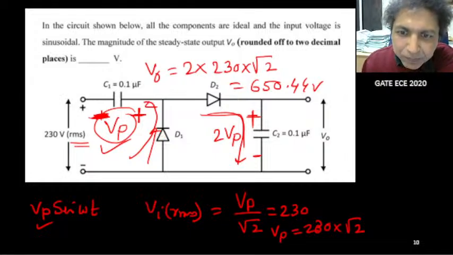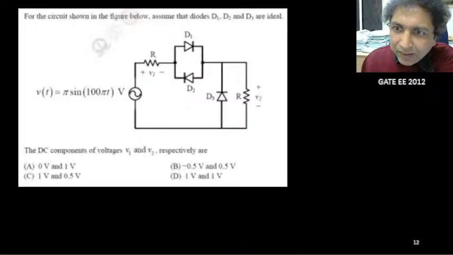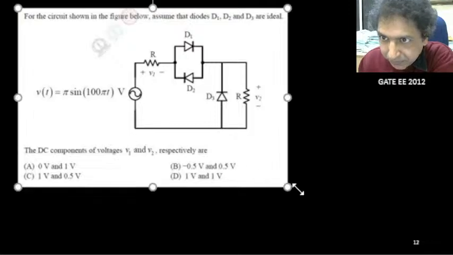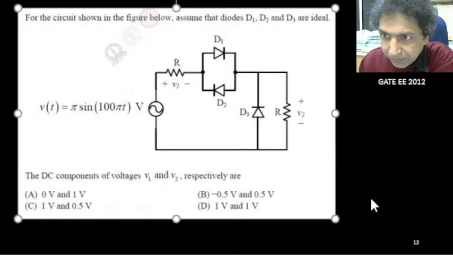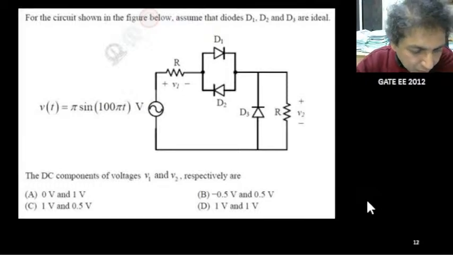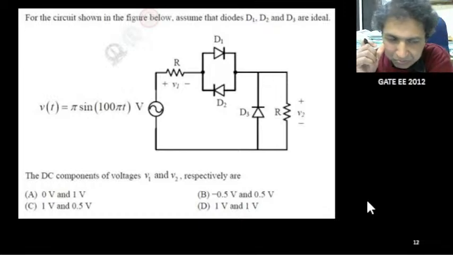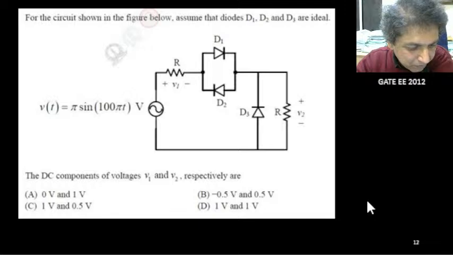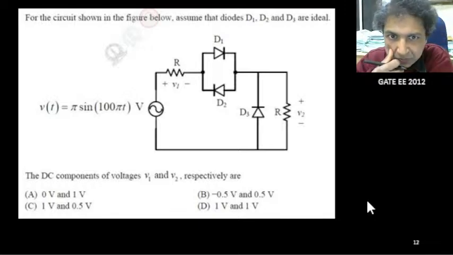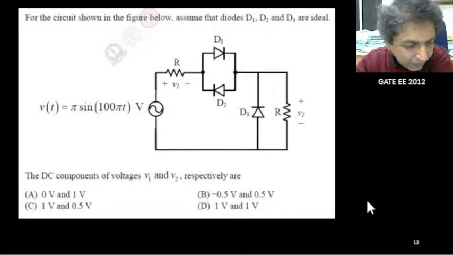Fine. Okay. This is the next problem. Can you solve this problem? Okay.